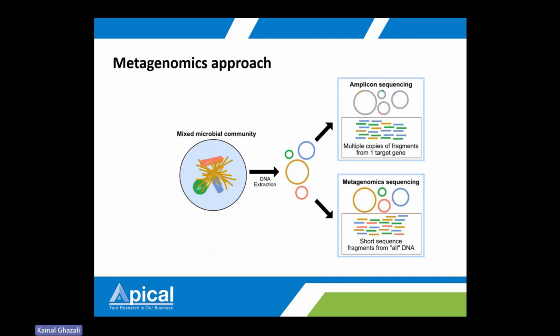While for the shotgun DNA metagenomic, we fragment the extracted DNA, and we're going to sequence them all from end to end. And using bioinformatic analysis, we're going to reconstruct this DNA metagenome. From this analysis, we're able to understand the microbes, the taxonomy, and also the functional information that is contained in the environment.